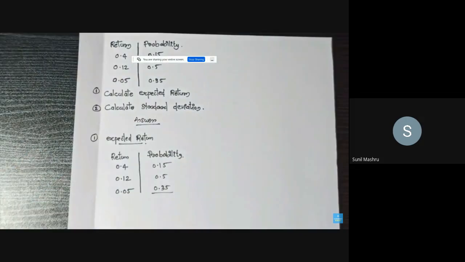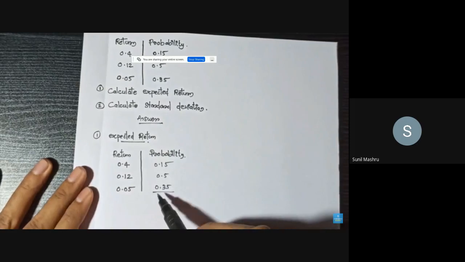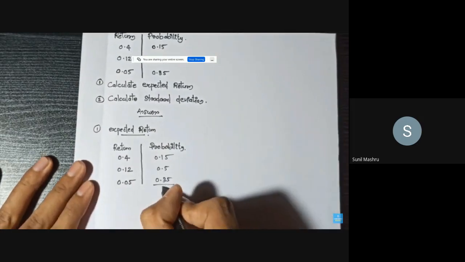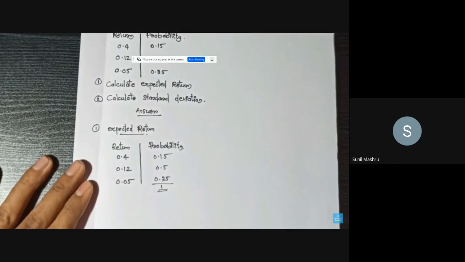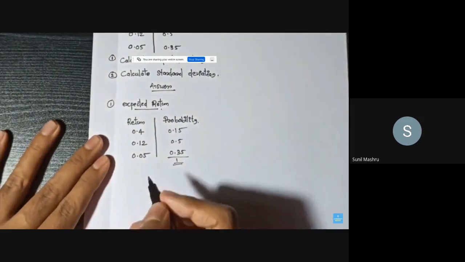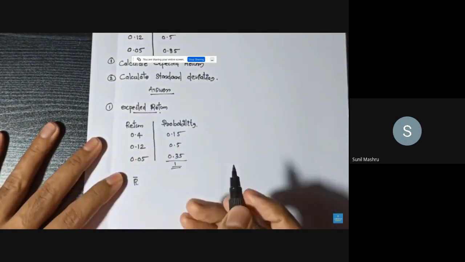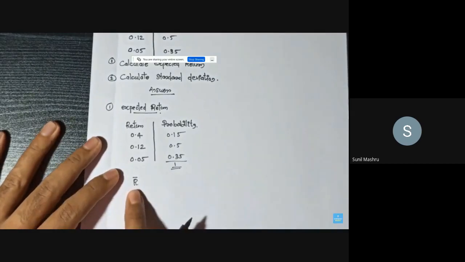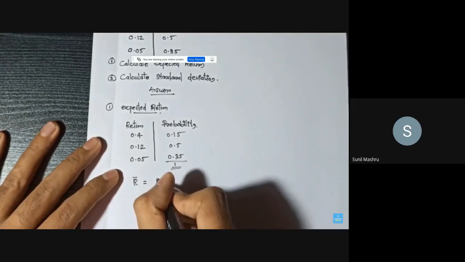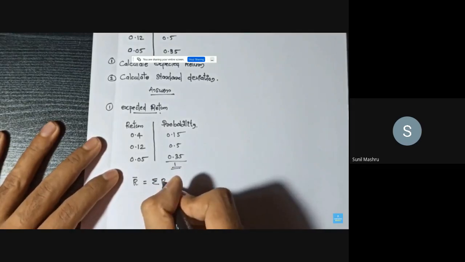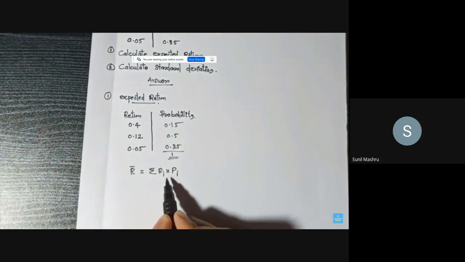The sum of probabilities will always be 1. So 0.15 plus 0.5 plus 0.35 is equal to 1. The probabilities of a stock will always sum to 1. Now I am going to write the equation to find out the expected return. The expected return is indicated as R bar. R bar is equal to sigma Ri into Pi.